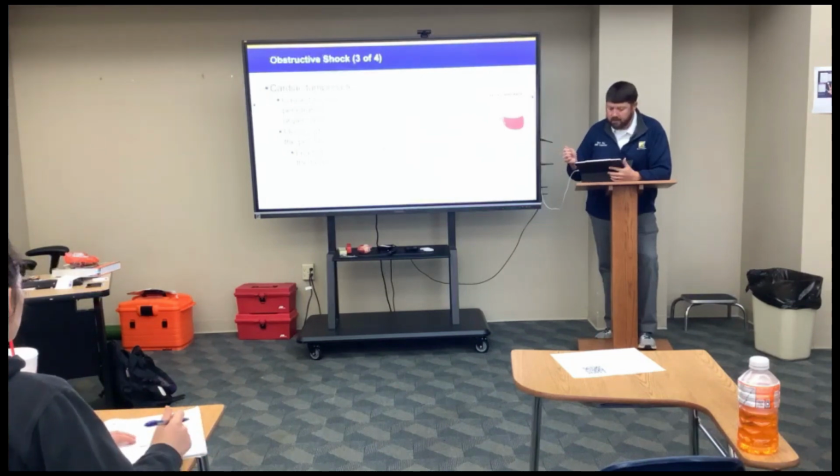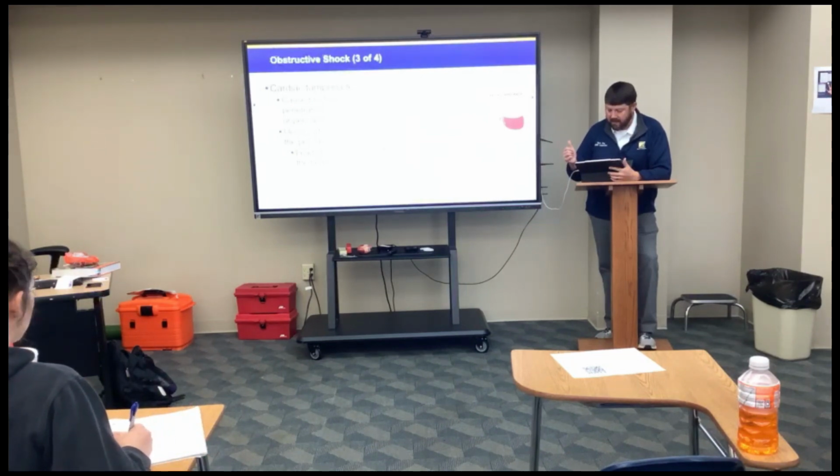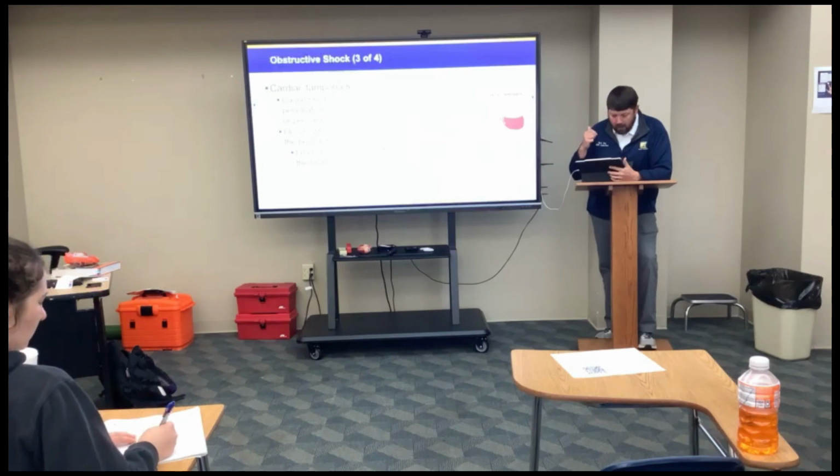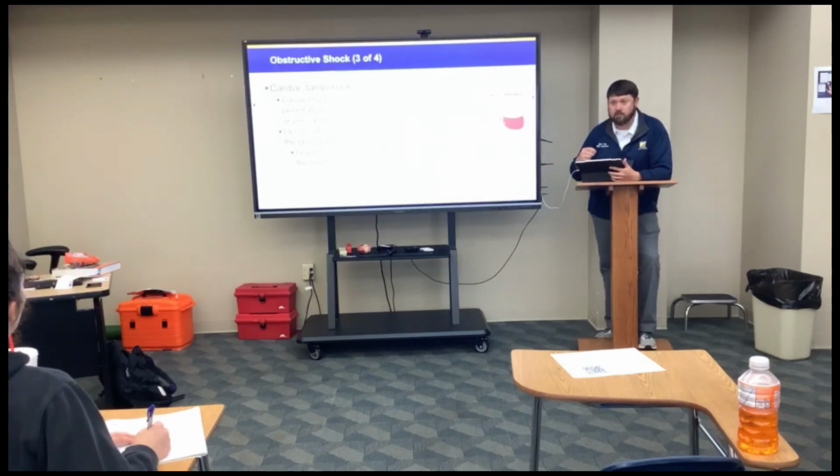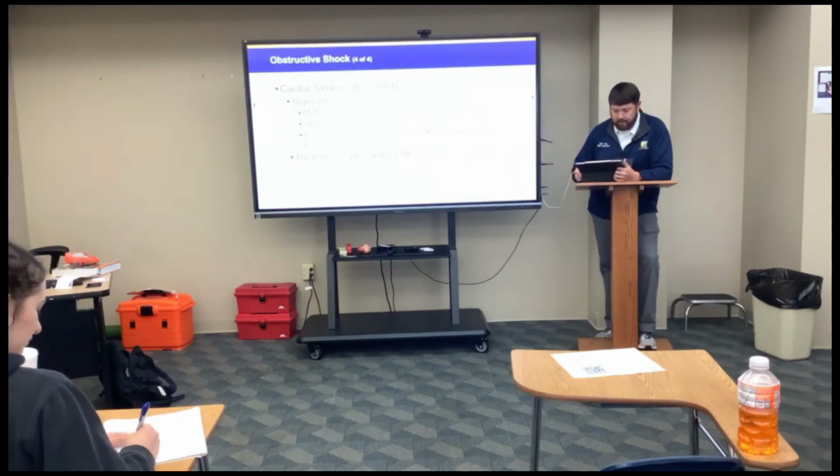Pericardial tamponade. I talked about Beck's triad: muffled heart sounds, distension in jugular veins, and low blood pressure. The thing that needs to occur with cardiac tamponade is pericardiocentesis. We're not doing that in the field. All right.